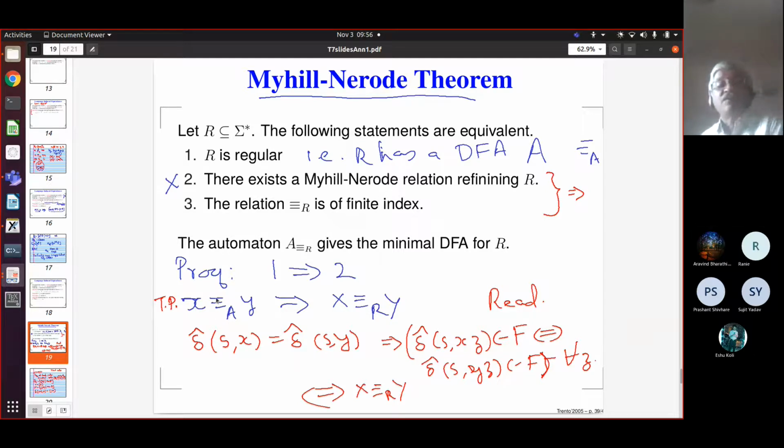Here we said that if two strings X and Y are machine equivalent, then they are also language induced equivalent. In blue, I have written this as a proof. And then you can read the proof in Kozen, but the essential part is here. So you can read it up, Arvind.